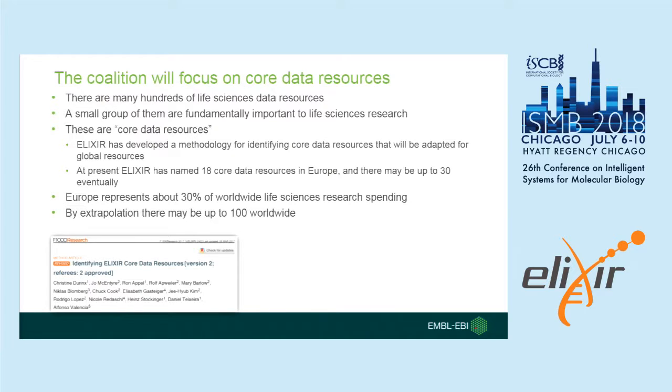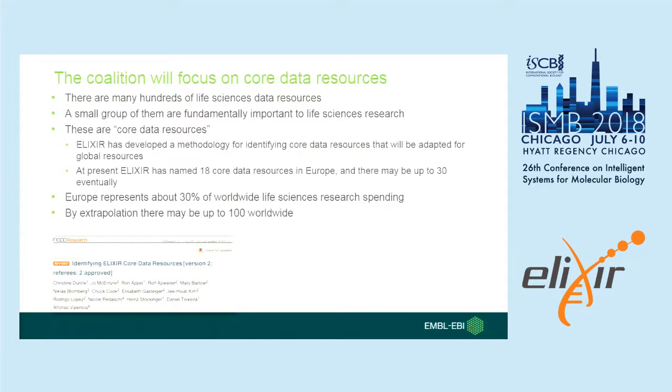ELIXIR has developed a methodology for identifying core data resources that we want to adapt for global resources. At the moment, we have in ELIXIR 18 named core data resources in Europe, and there may be up to 30 eventually named in Europe. Europe represents about 30% of worldwide life science research spending, and by extrapolation, we come up with up to 100 of these core resources worldwide. So there's a reasoning behind the magic number 100. It's not that we plucked that completely out of thin air.